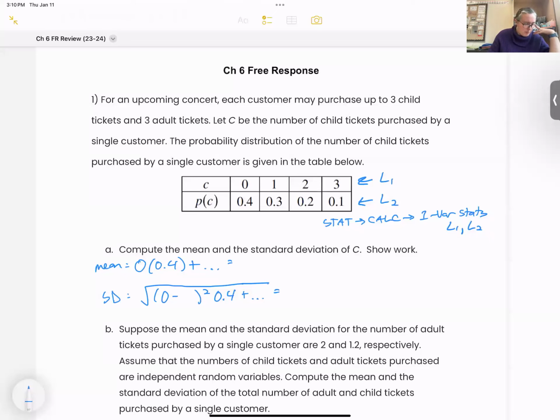Okay, I just did it on my calculator. This is actually a problem from an old AP test, and they got weirdly neat answers. So the mean is 1 and the standard deviation is 1.